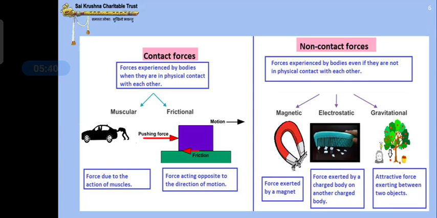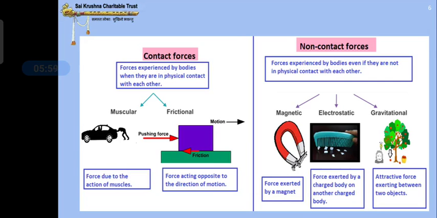Okay. So here the objects will not be in contact with each other. They will be kept a little far, but still it gets attracted. So such a type of force is said to be magnetic force. Is it clear, children? So next comes the electrostatic force.